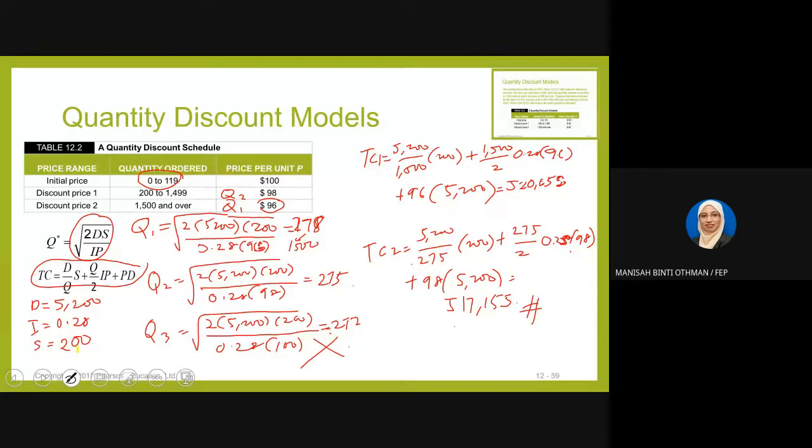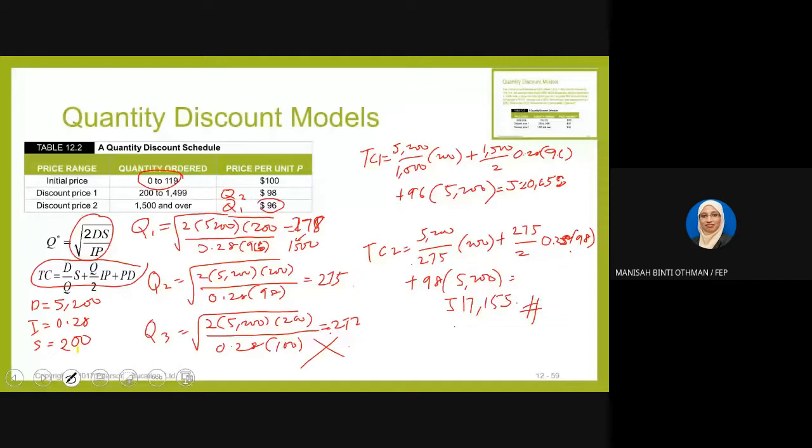cost. But if you compare relatively, of course you can see when you buy 1,500 units, comparing quantity to quantity, that 1,500 is lower compared to only 275, but the difference is only about 3,000, isn't it? But it still depends on the number of the total cost itself. So the company should get the discount at $98 and buy at the 275 quantity.